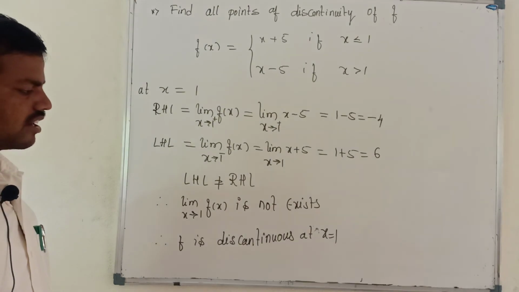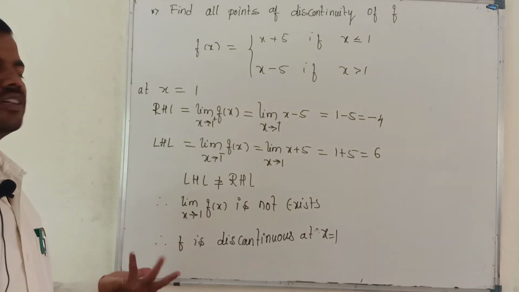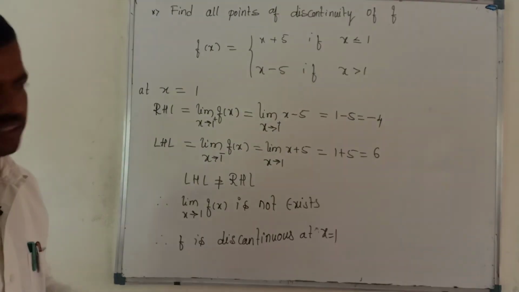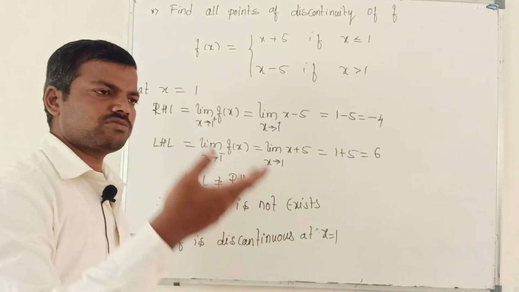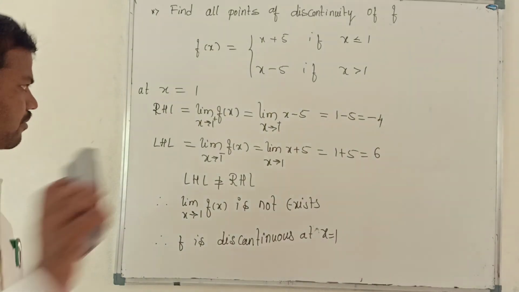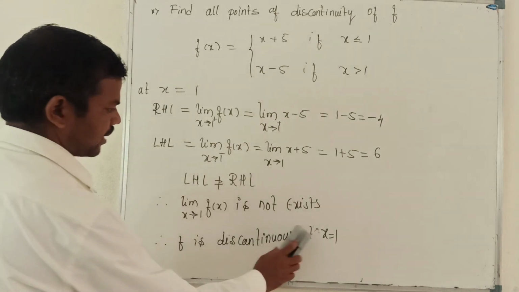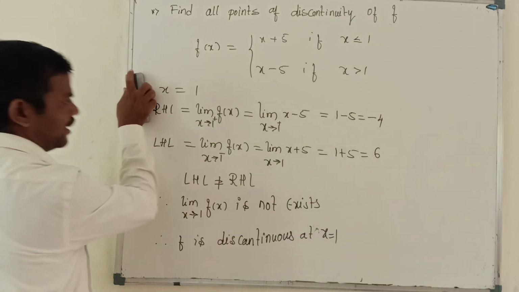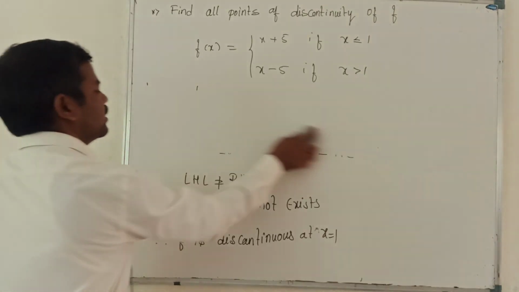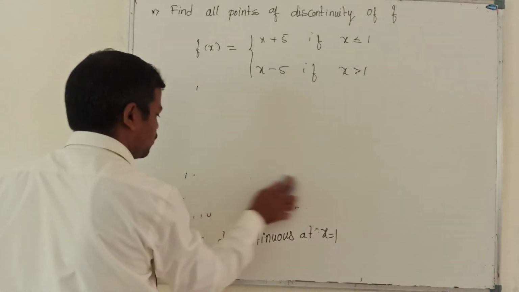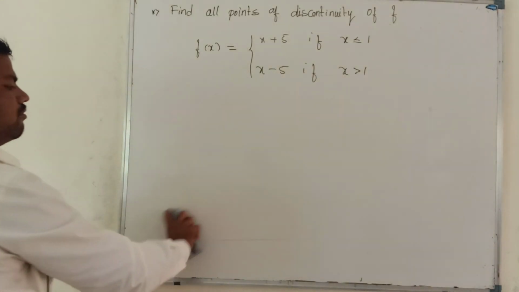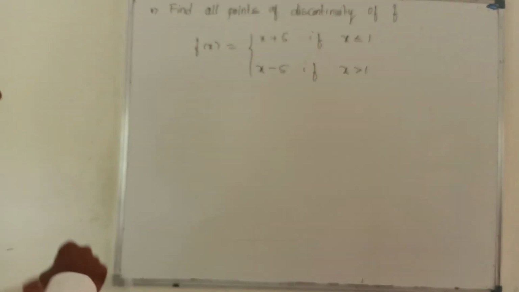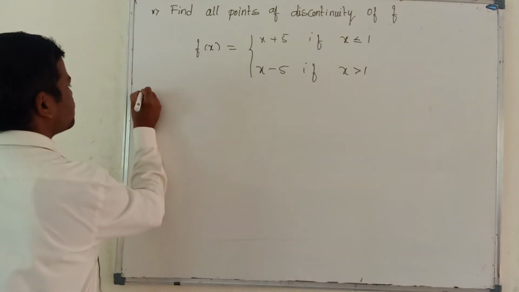So for the remaining real numbers, which are greater than 1 or less than 1, let us verify whether the function is discontinuous or continuous. It is discontinuous at x equal to 1, as we have already verified. Next we move to what happens if x is greater than 1, and what happens if x is less than 1.